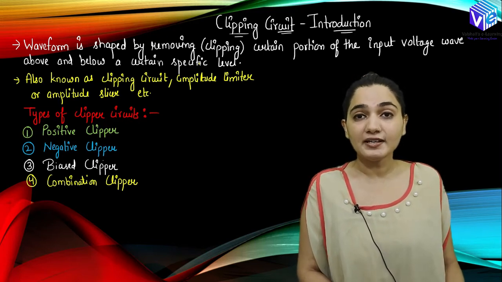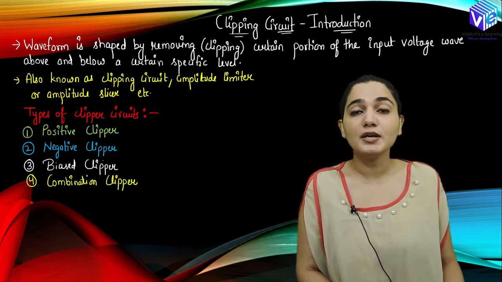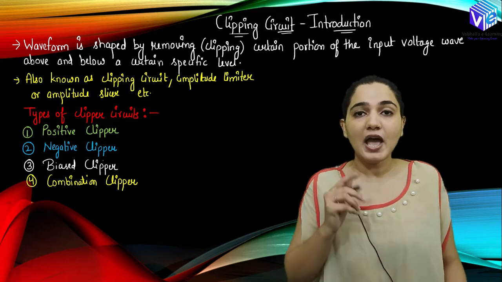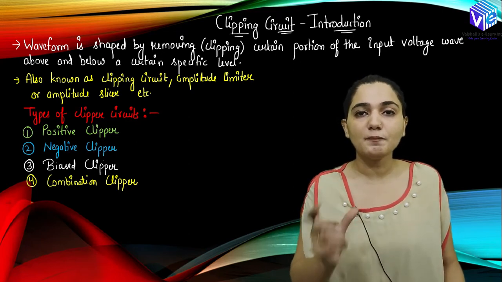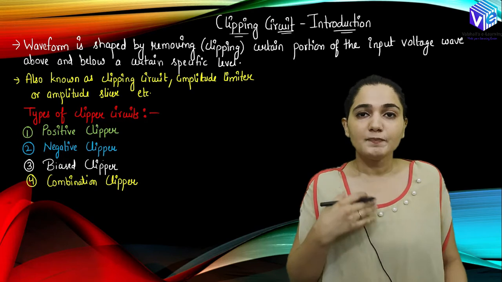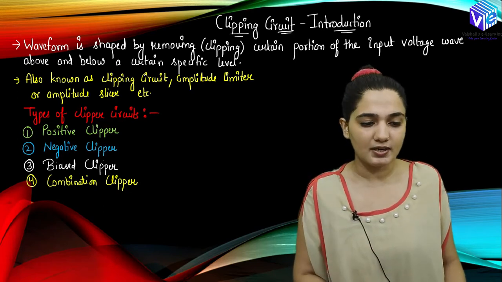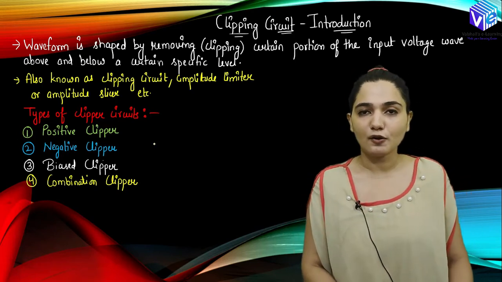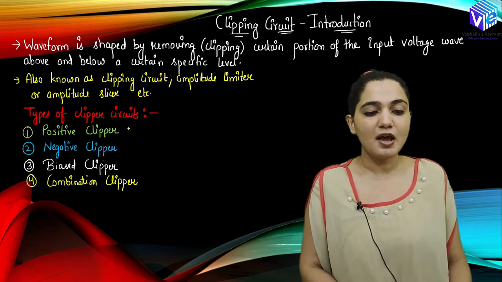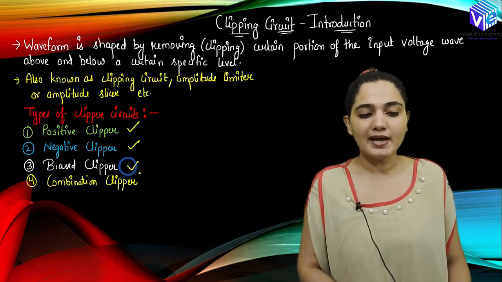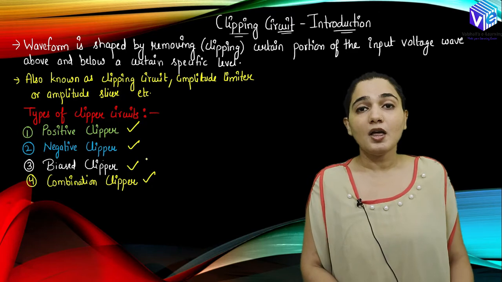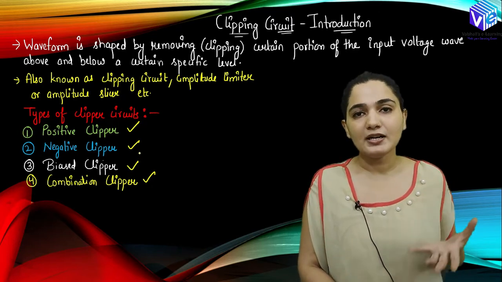Isn't it interesting? This video is going to be really interesting and informative, and I hope all of you are going to prepare your notes with me, because this is how you can remember the circuits. We are going to talk about a lot of types of clipping circuits: positive clipper, negative clipper, bias clipper, and the combinational clipper.